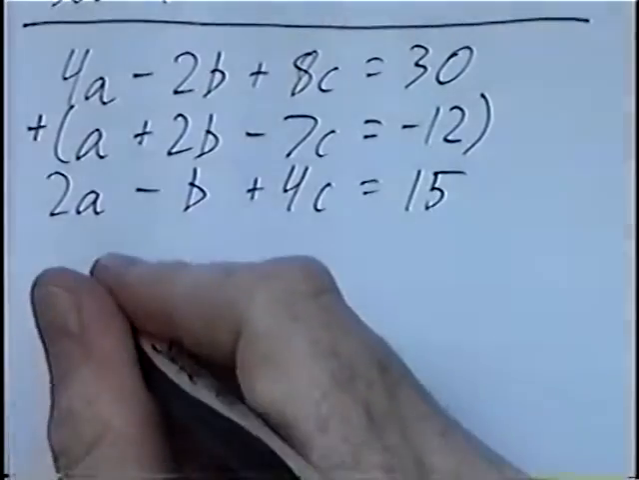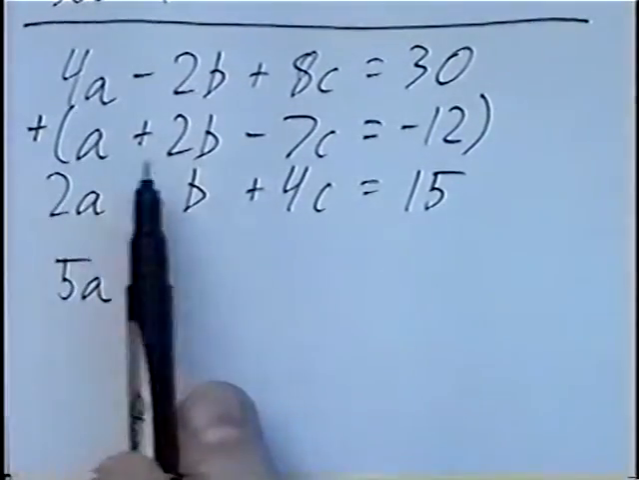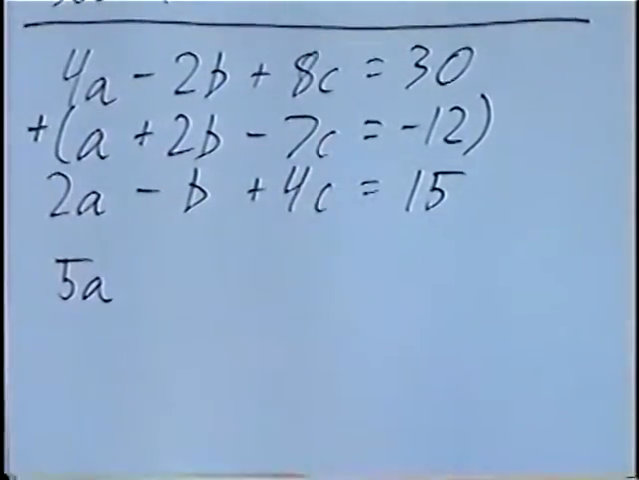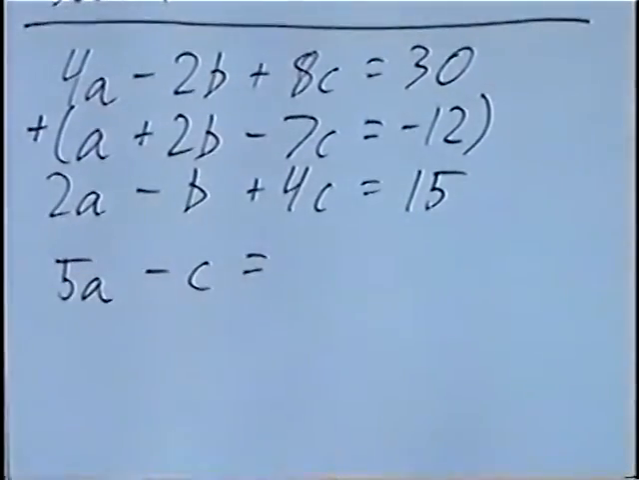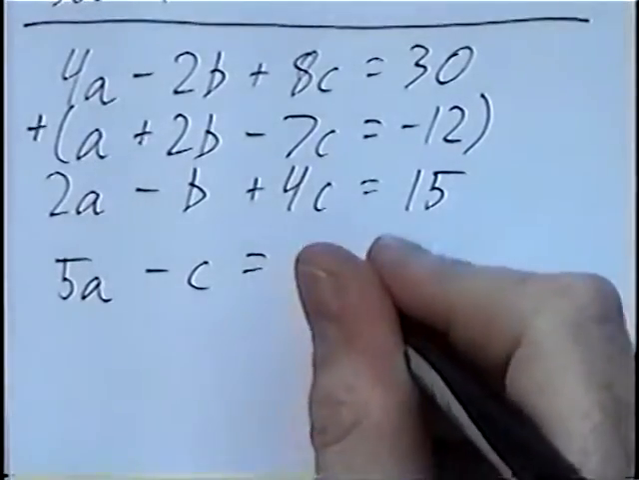4a plus a would be 5a. Negative 2b plus 2b would cancel. 8c plus a negative 7c would be 1c, or c. And 30 plus a negative 12 would be 18.